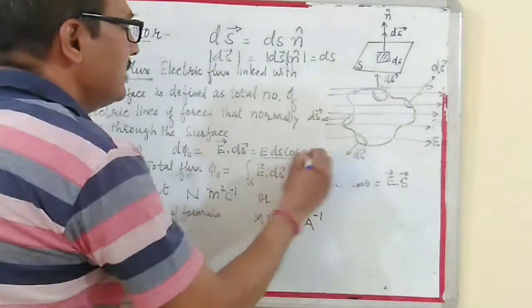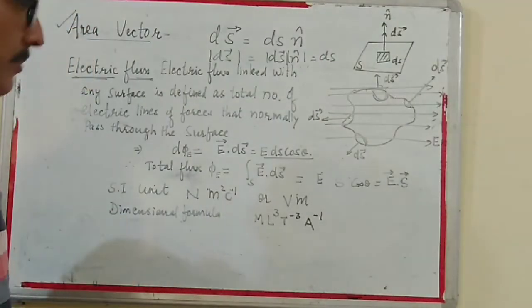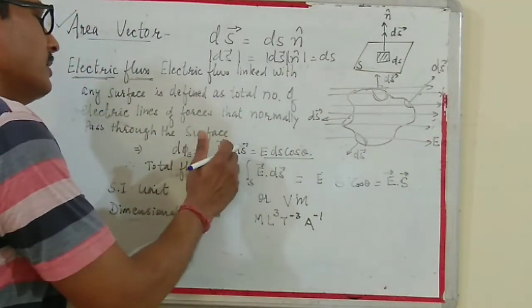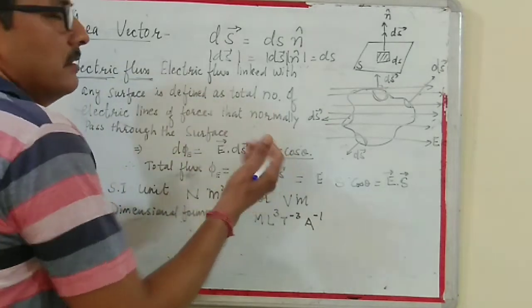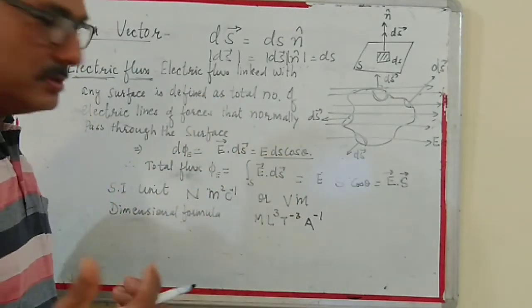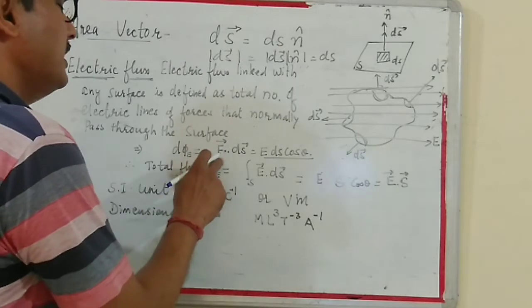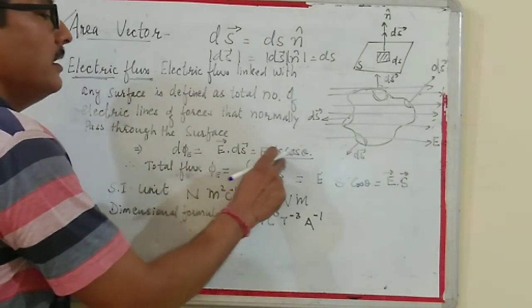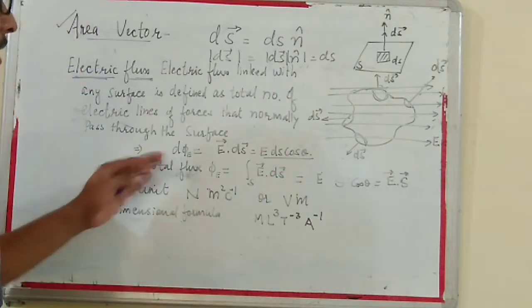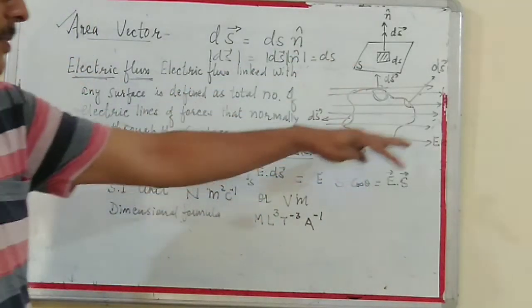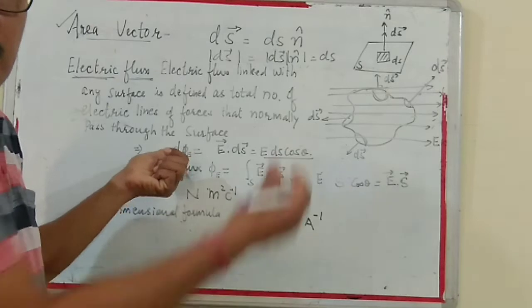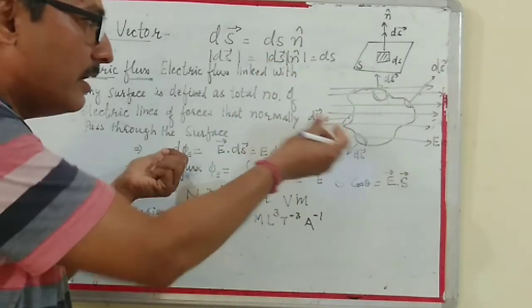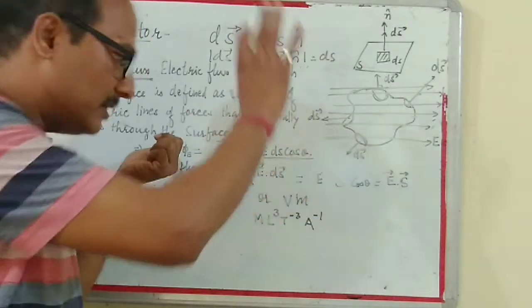So its result is E ds cos theta, since the vector dot product is defined as a b cos theta. So in terms of E and ds, the dot product of E and ds is given by E ds cos theta. Now suppose this is the smaller area from where the electric field lines are passing.